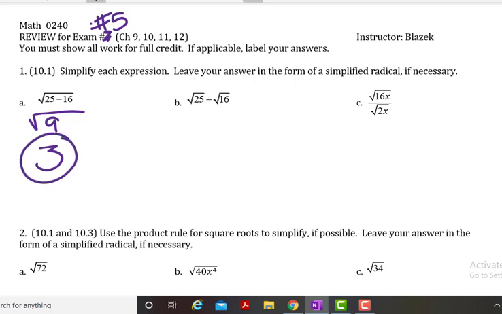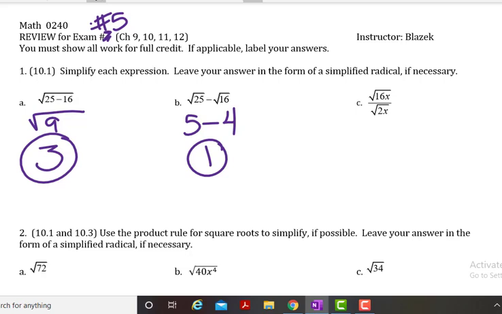B, the square root of 25 minus the square root of 16. Since 25 is under one square root sign and 16 is under a different square root sign, we will do each of the square roots individually. The square root of 25 is 5, minus the square root of 16, which is 4, gives us a 1.